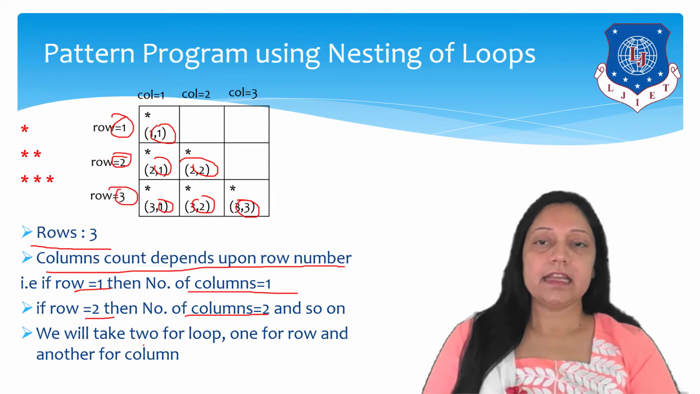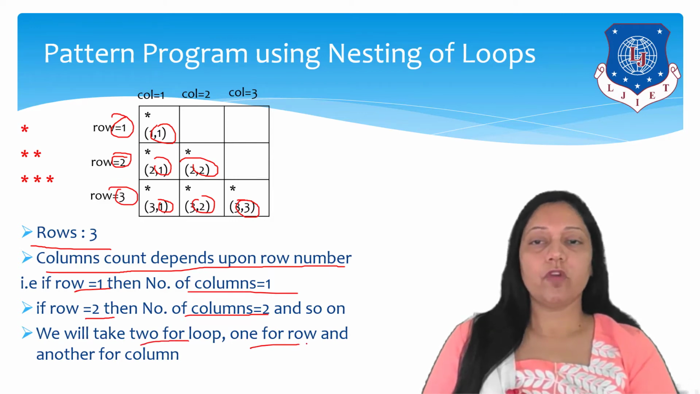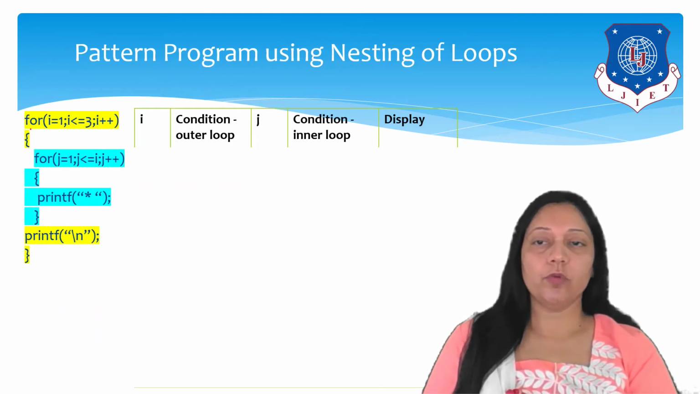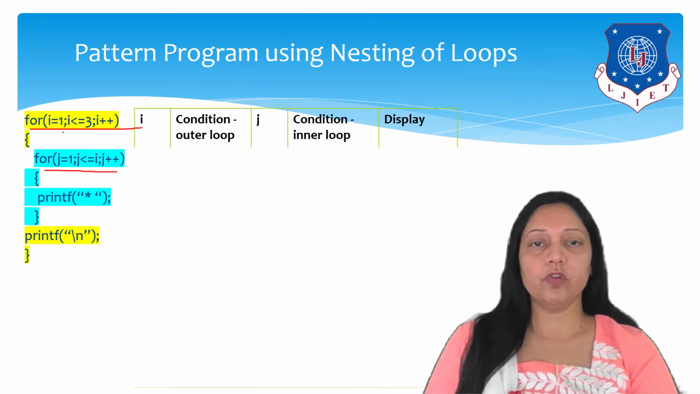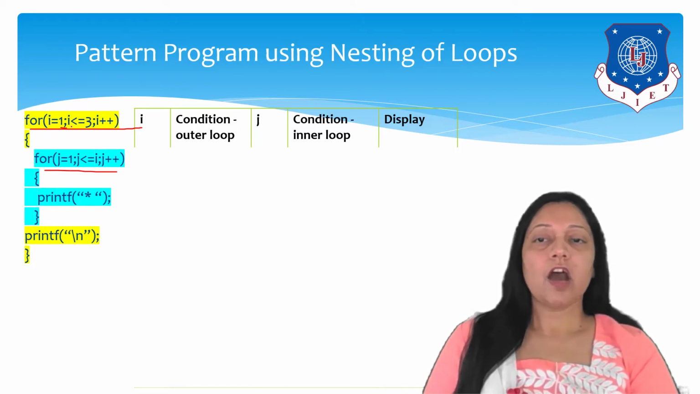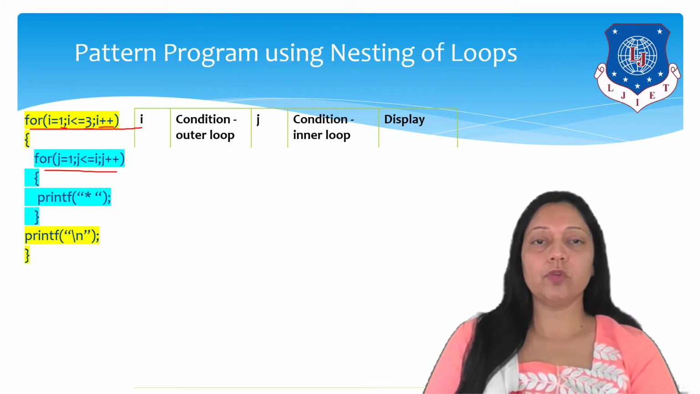Here we'll take 2 for loops, one for the row and another for the column, and we'll write the program to print this pattern. So I am taking 2 for loops, one for loop inside another for loop. For the first, outer for loop, my loop variable is i. The outer loop is for rows, so row number starts from 1. How many rows do I want? 3. So i less than or equal to 3 is my condition, and i++ is my update, because after every row I want to go to the next row, so it is incremented by 1.